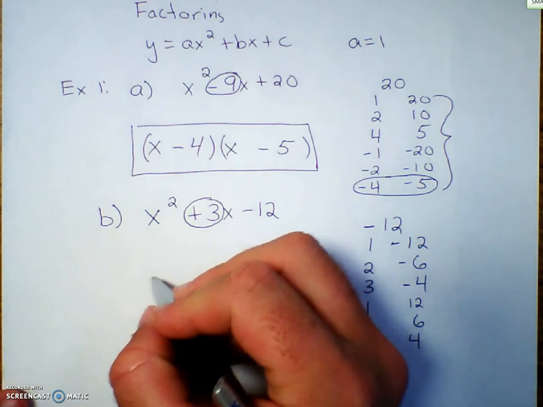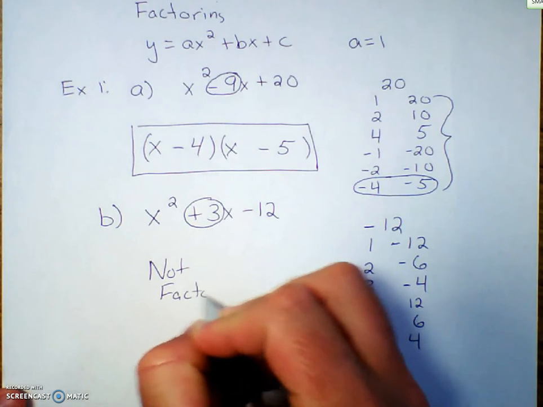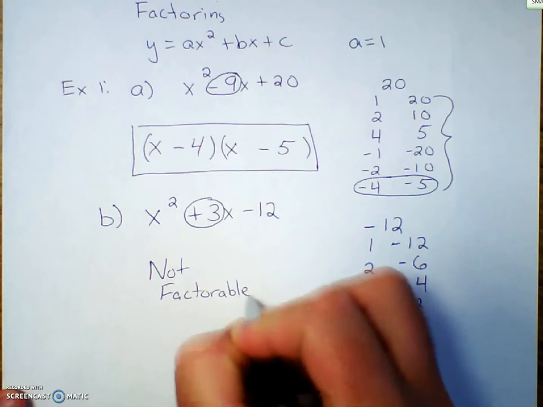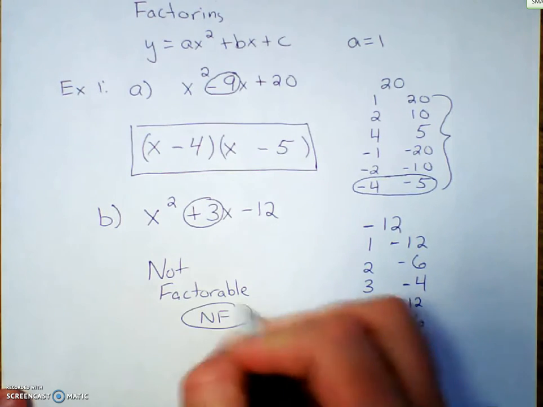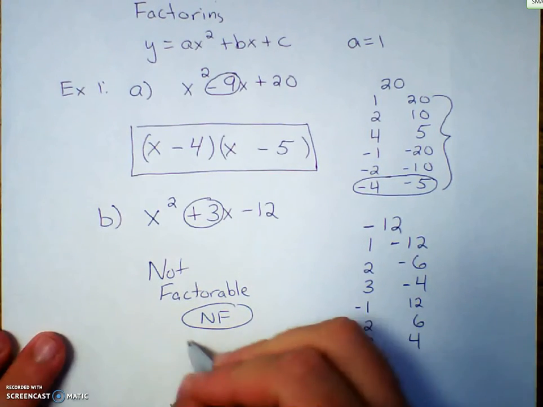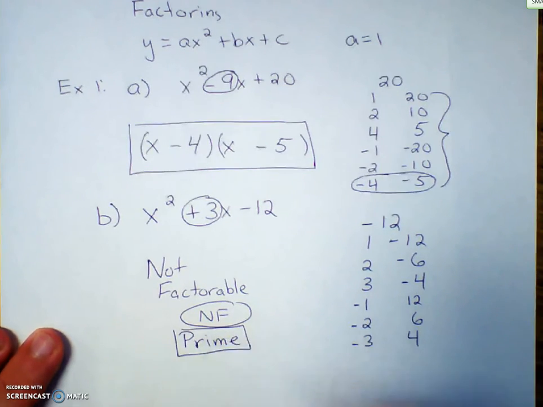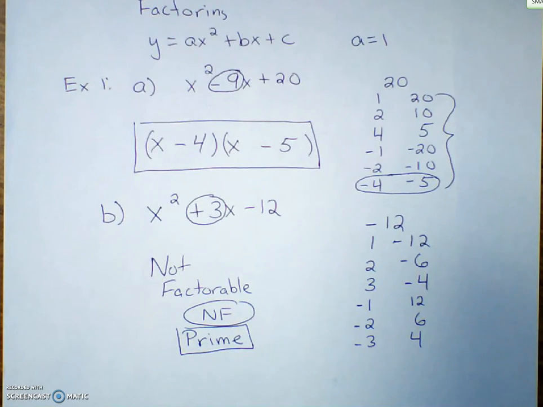Well, if you'll notice, none of these add up to get you the positive 3. So this is what is said to be not factorable. And you can put NF if you want to. I'll know what that means if you say it. Okay. And that happens. So if you list out all your factors and you go through the list and you can see that none of those will add up to get you the number you need, then you know that you have a non-factorable statement. Okay. It's also said sometimes to be what's called prime. Because prime numbers, they don't have any factors other than 1 itself.